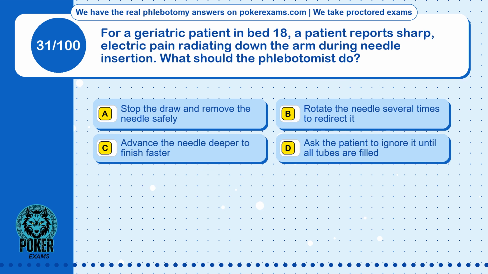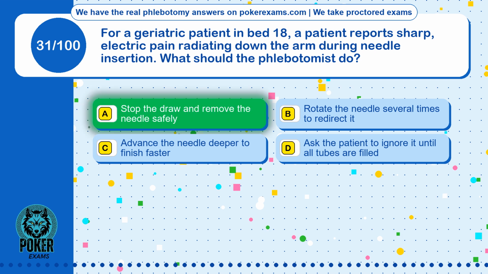Question 31. For a geriatric patient in bed 18, a patient reports sharp, electric pain radiating down the arm during needle insertion. What should the phlebotomist do? Option A. Stop the draw and remove the needle safely. Option B. Rotate the needle several times to redirect it. Option C. Advance the needle deeper to finish faster. Option D. Ask the patient to ignore it until all tubes are filled.